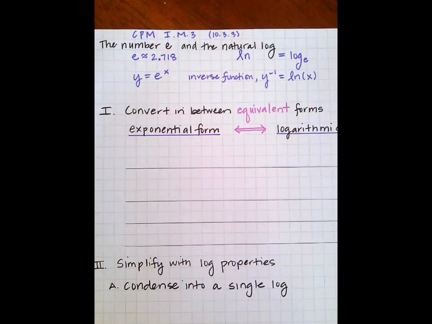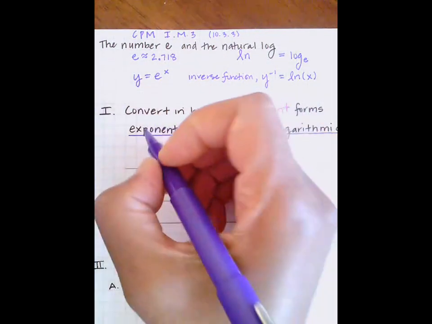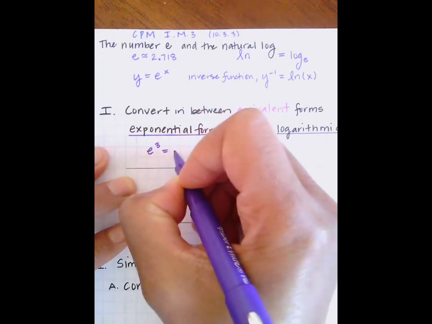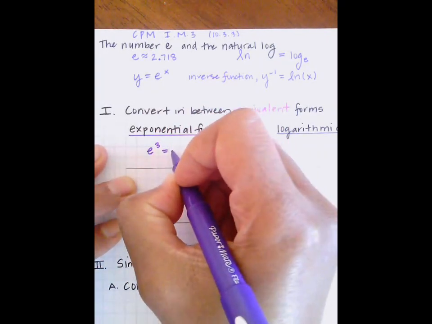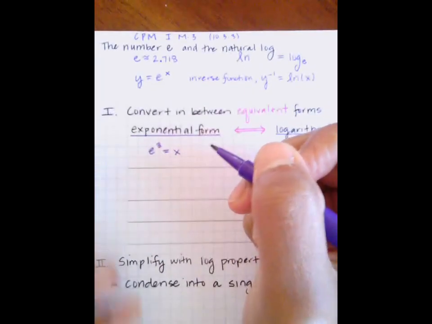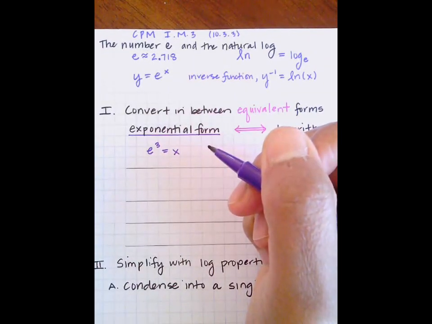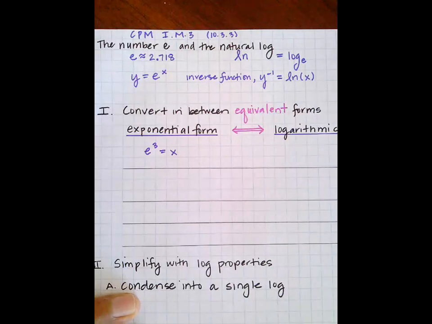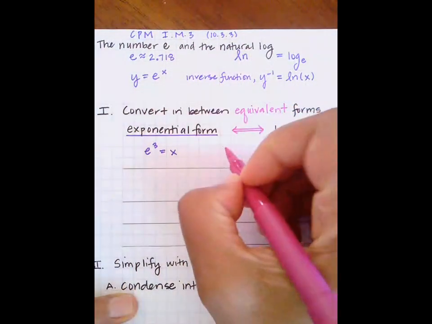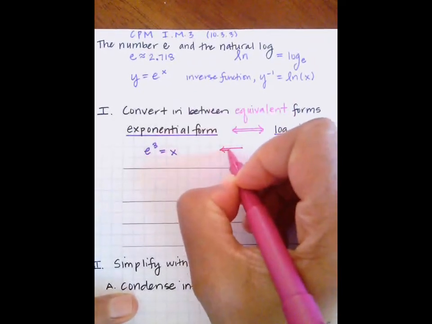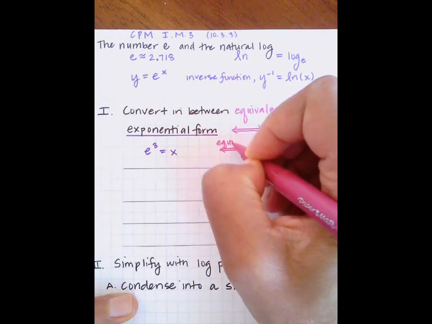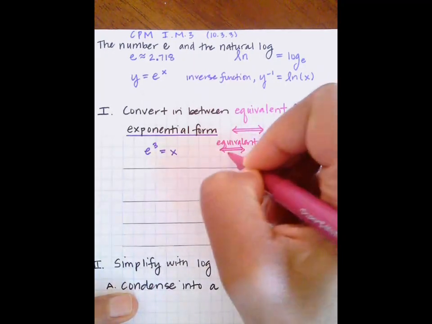So if you start with an exponential form of e cubed equaling x, again, e cubed is 2.718 times itself 3 times, but I could write that in an equivalent logarithmic form. So the equivalent logarithmic form I will write over here in the next column. Again, this is its equivalent form.